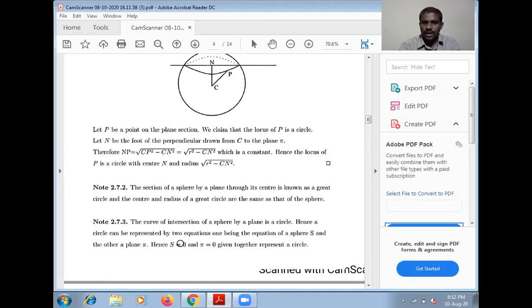So the equation of a sphere and the other, the plane pi. Hence S equal to 0 and pi equal to 0 given together represent a circle.